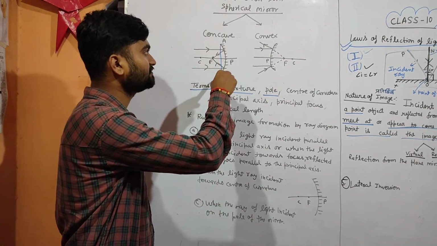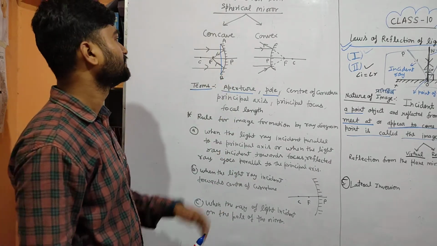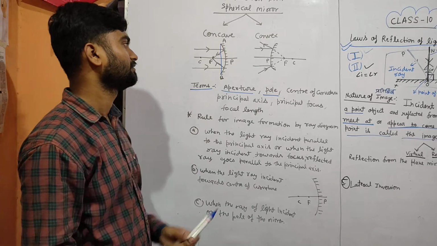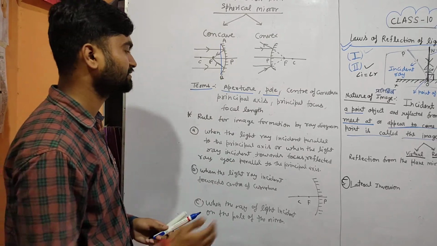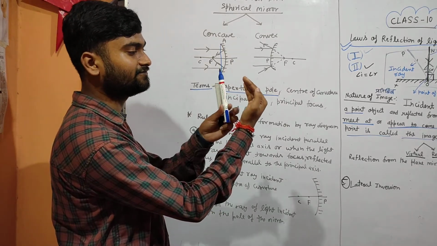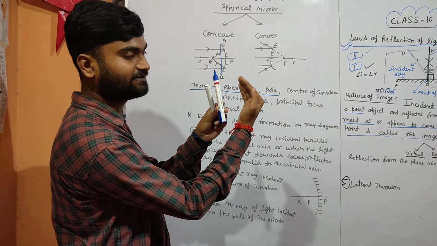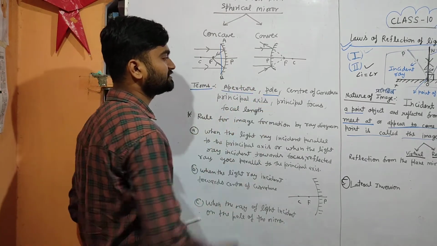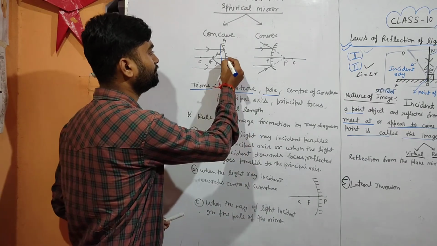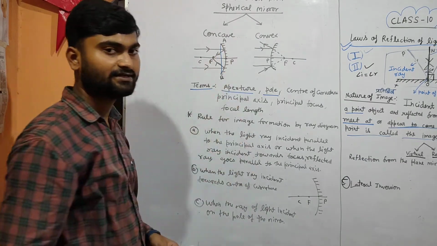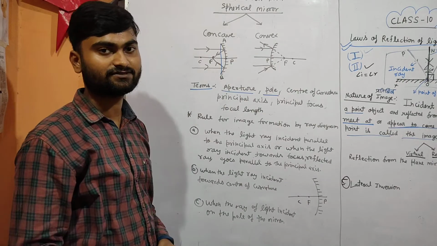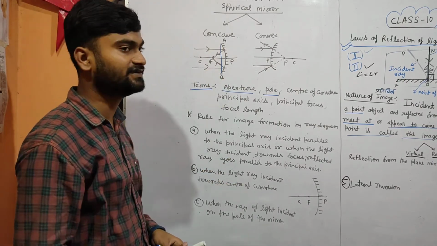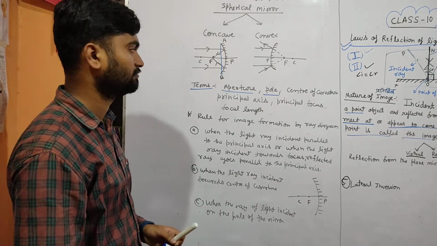It is the diameter of the circular rim of the spherical mirror. That is, A is the aperture of the mirror, right? So if we have a mirror like this, then this is the aperture. Now what is the pole? It is the midpoint of the reflecting surface of the mirror. The middle point of the reflecting surface is known as the pole.